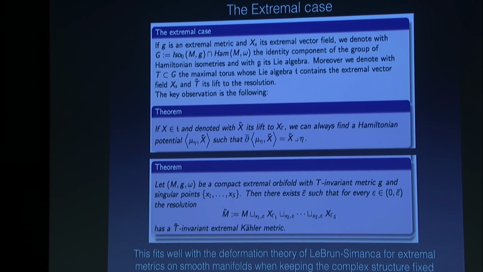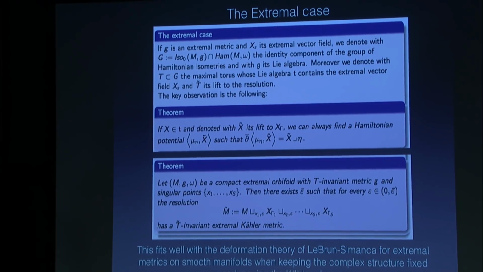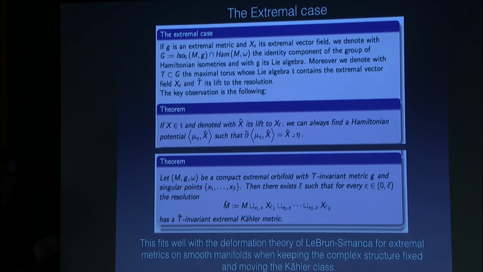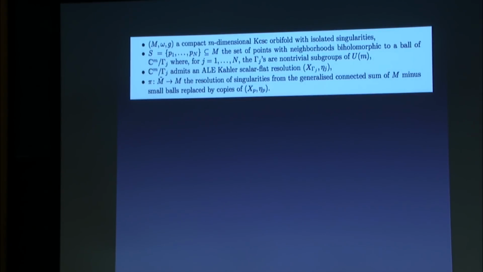I mean, now I don't want to comment too much, but it's expected because the extremal equation has the beautiful property of being open. This was proved by Lebrun-Simanka. I mean, in the Kaehler cone, this has to be an open set. So this kind of is a generalization, passing from singular to smooth, of the Lebrun-Simanka theorem. But let me comment. So this is just a recap of the notations. So we have a compact m-dimensional constant scalar curvature orbifold with isolated singularities, and these are just the names of the objects which are coming in.